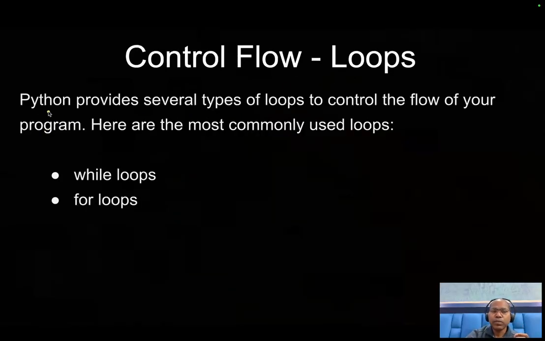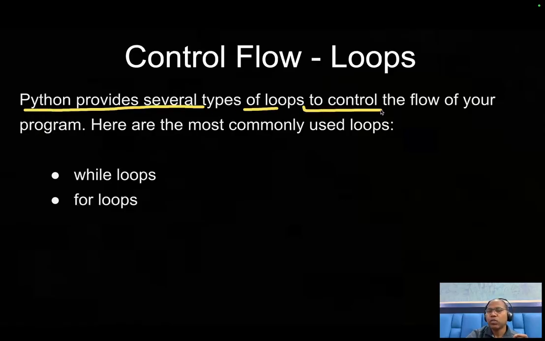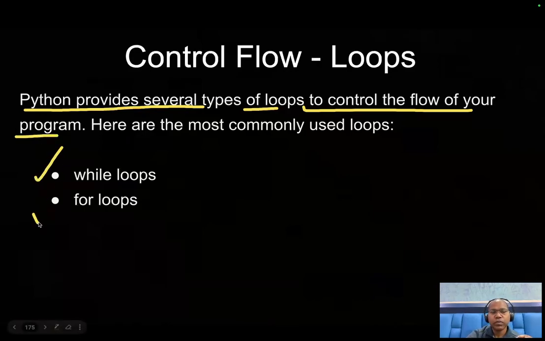Okay, so Python provides several types of loops to control the flow of your program execution. The most commonly used are these two: the while loop and the for loop. These are the most commonly used types of loop in Python. One by one, let's talk about these.